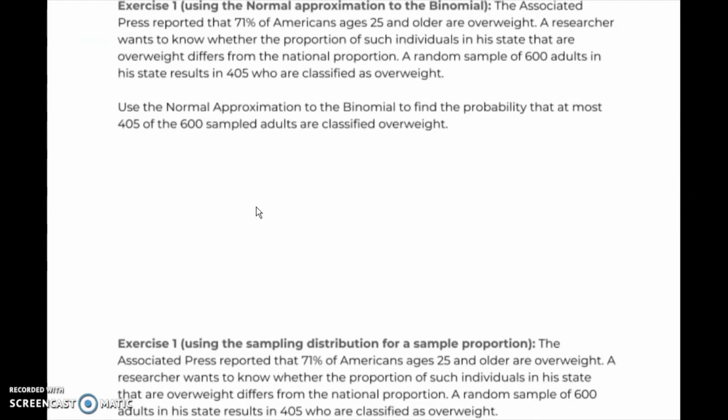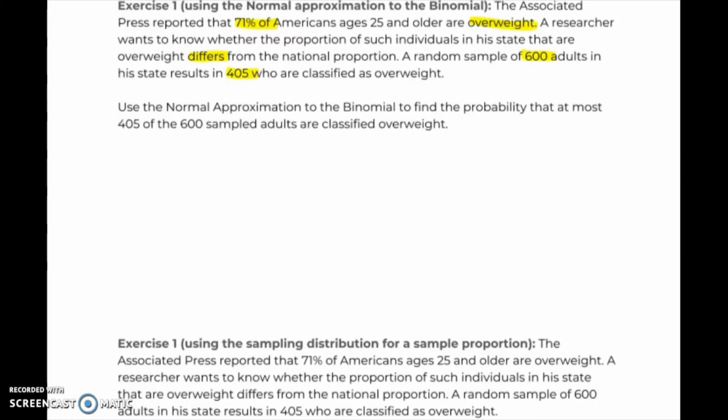All right, so in this next example, we're going to first look at the normal approximation to the binomial, and then we're going to change this to a sampling distribution. And again, you'll see how that goes hand in hand with each other. The Associated Press reported that 71% of Americans ages 25 and over are overweight. A researcher wants to know whether the proportion of such individuals in his state that are overweight differs from the national proportion. A random sample of 600 adults in his state results in 405 who are classified as overweight.